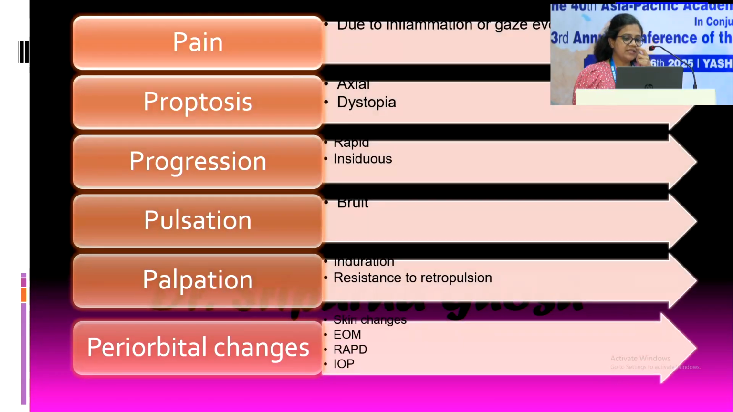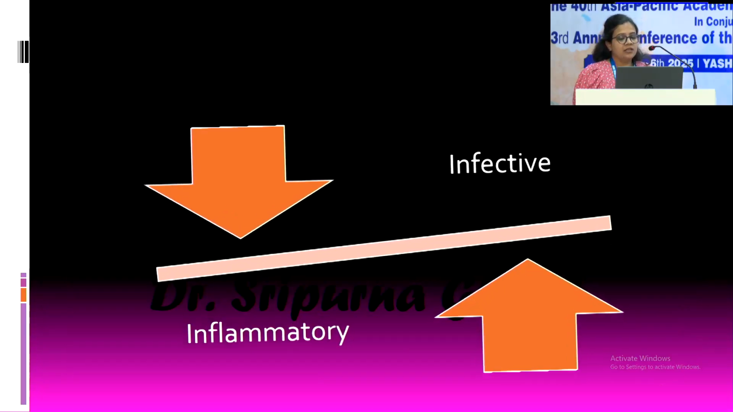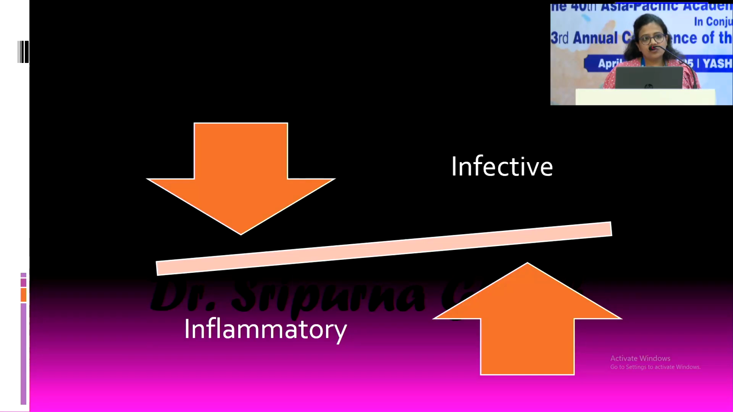Now, these 6 P's must always weigh on our minds: pain, proptosis, progression, pulsation, palpation, and periorbital changes. Now, keeping these things in mind, let us go through a few cases.